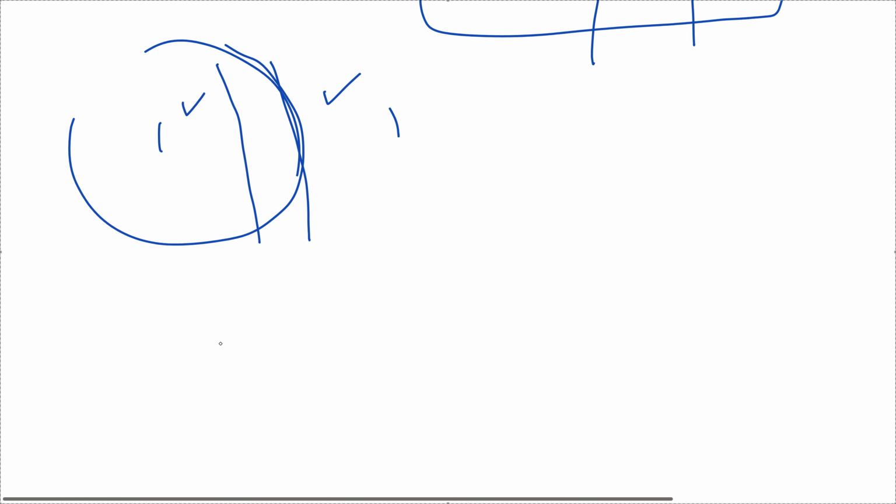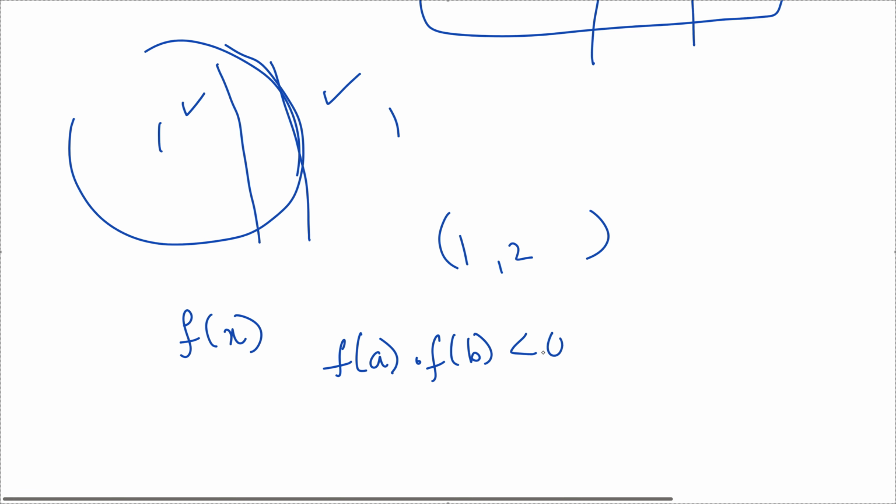Okay, so let's say our equation is f of x. Now sometimes in the questions they give the interval, that your root might be in interval 1 comma 2 or whatever. If they have given the interval, it is well and good. Otherwise, always remember f of a times f of b should be less than 0. Okay, so let's see what this is.